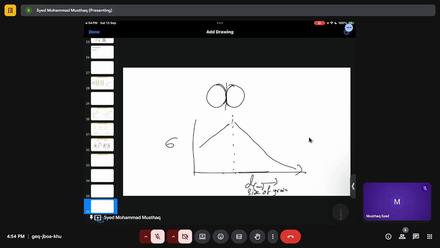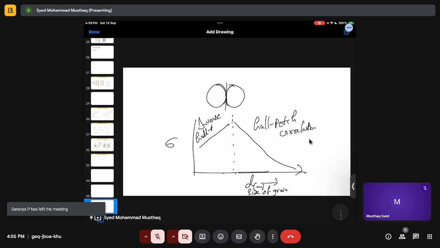Because the dislocations are very hard to accommodate inside nanoparticles, and these nanograins will also slide on each other. So these are a few reasons, and because of this, here you have the Hall-Petch correlation, and this region is called the inverse Hall-Petch correlation. That's it.